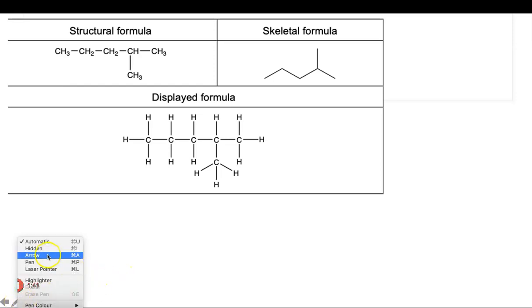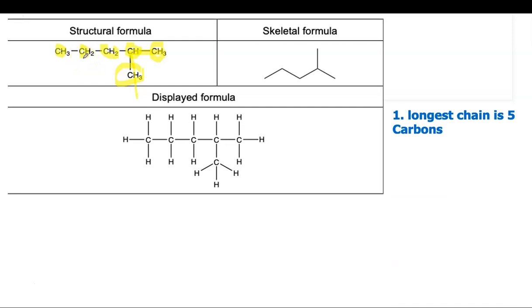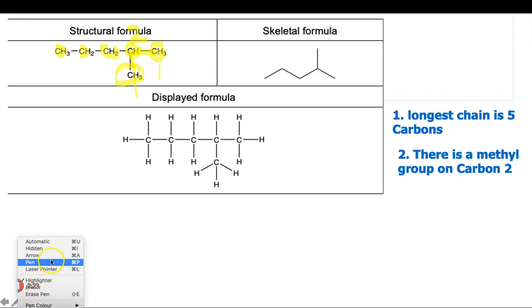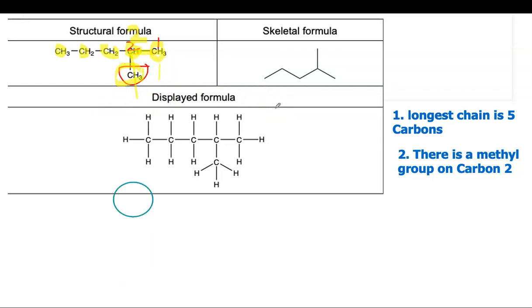Let's focus on the structural formula. We have 1, 2, 3, 4, 5 carbons in the chain. This one's on the side, if you notice, it's on the side like that. So the longest straight chain is 5. So the first thing we look at is the longest chain is 5 carbons. Remember, 5 means pent. On the longest carbon chain, this is carbon 1, and here's your carbon 2. So you have a methyl group attached on carbon 2, which we will call 2-methyl.